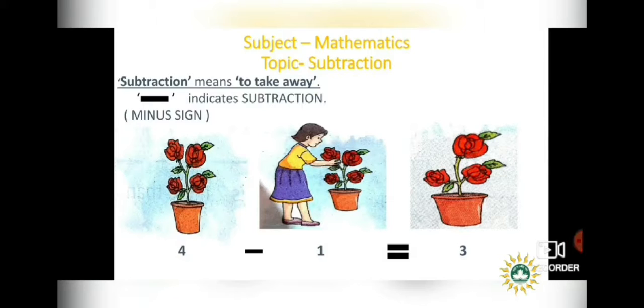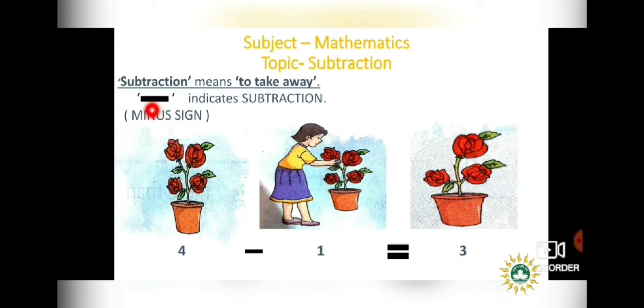So children, in subtraction we find how many are left or what remains. So here's another example. There are 4 flowers on a rose plant. Pinky took away or plucked 1 flower. So the question is, how many roses are there on the plant now? Let's count. 1, 2, 3. So children, if we take away 1 or subtract 1 from 4, we get 3.